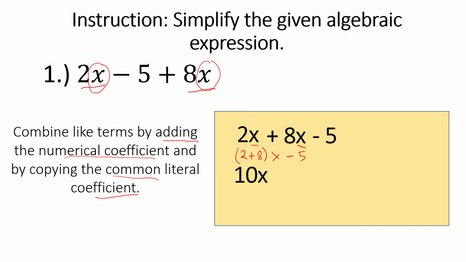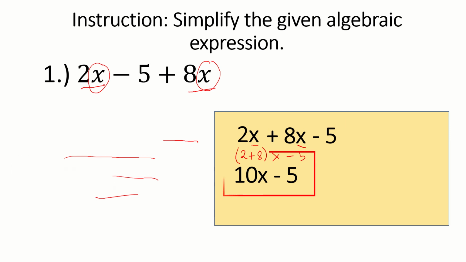And then you have the constant term. So 8 plus 2 is 10. So 10x minus 5. This is our final answer.